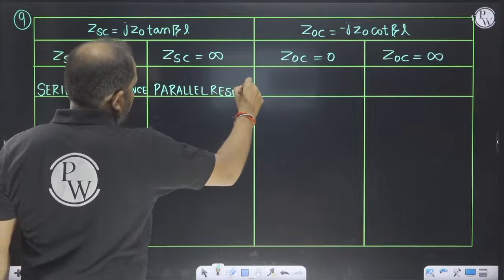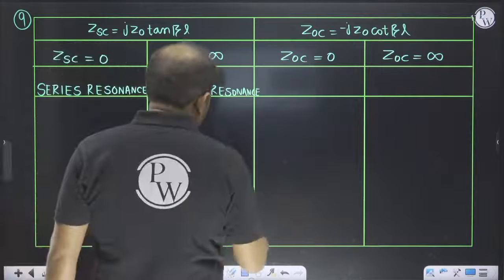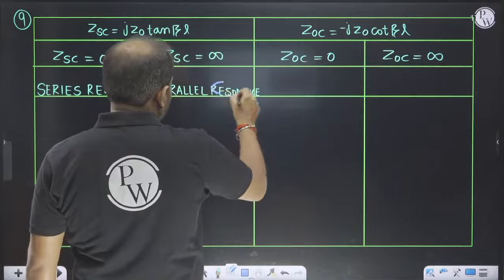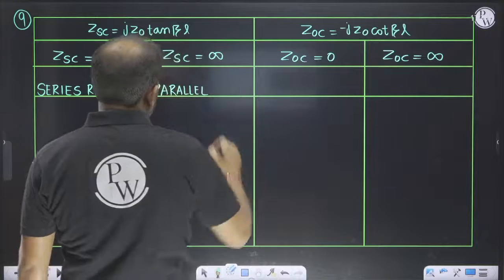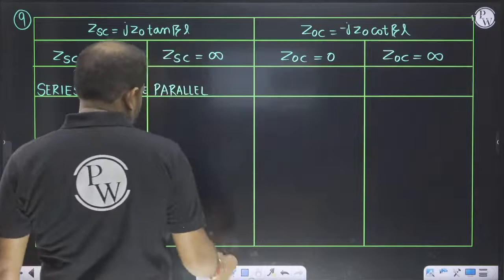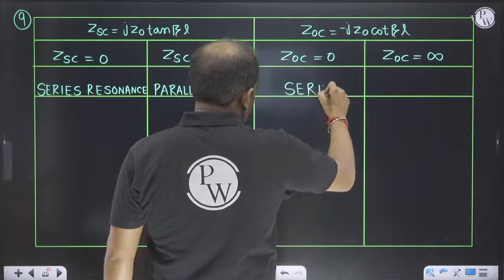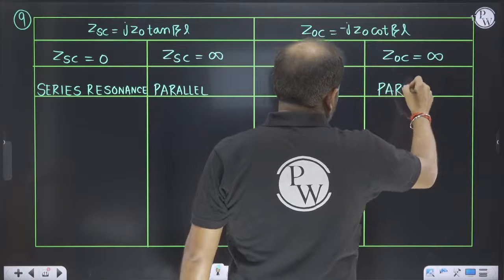And the third one is also series resonance. So you can write only series and parallel also, you will understand. So this one is series and the second one is parallel resonance.